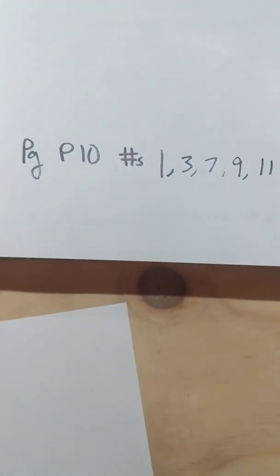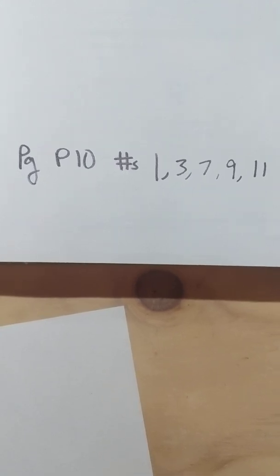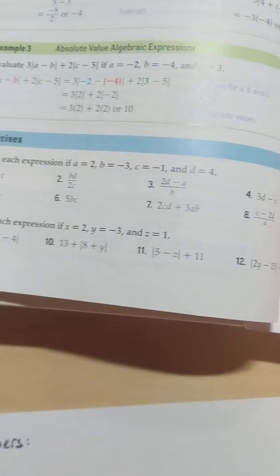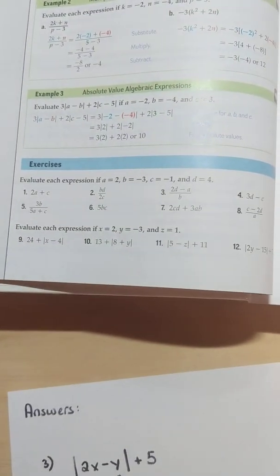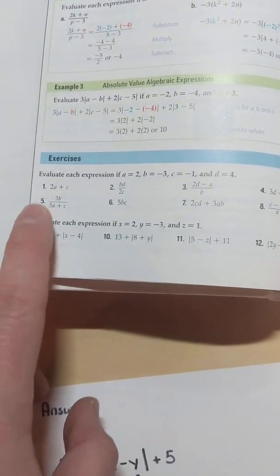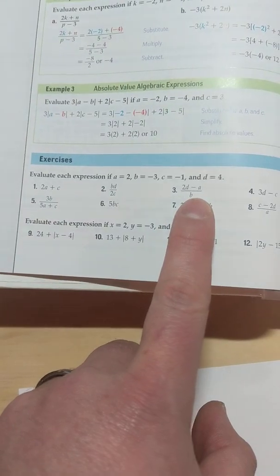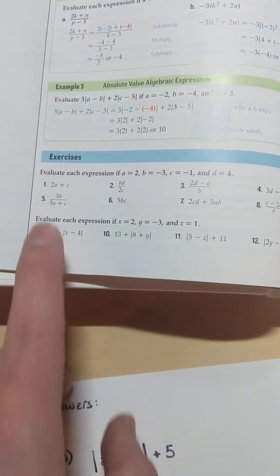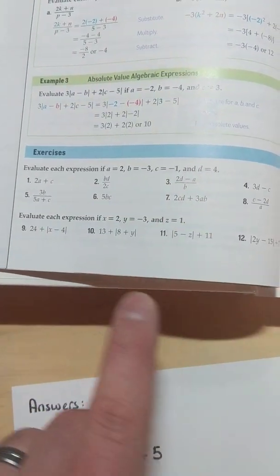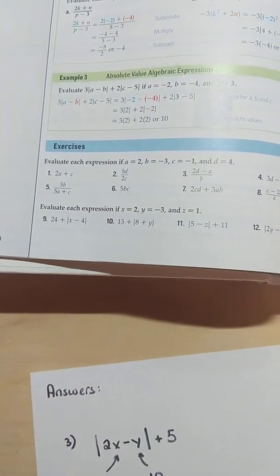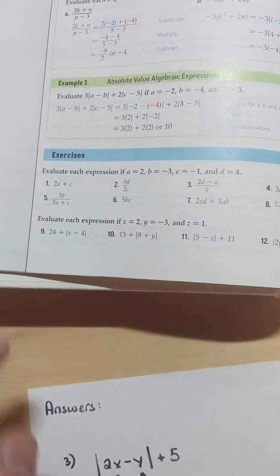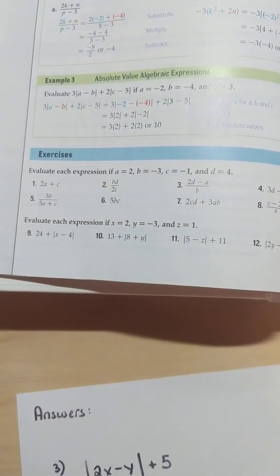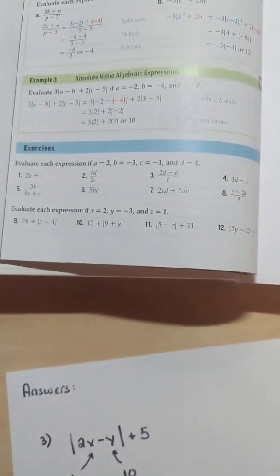Your homework tonight is page P10, numbers 1, 3, 7, 9, and 11. 5 problems. Those problems are found in your textbook. Nope, sorry. It's just 1, 3, 7, 9, and 11. So using those variables with those definitions, plug them in and simplify. Good luck.